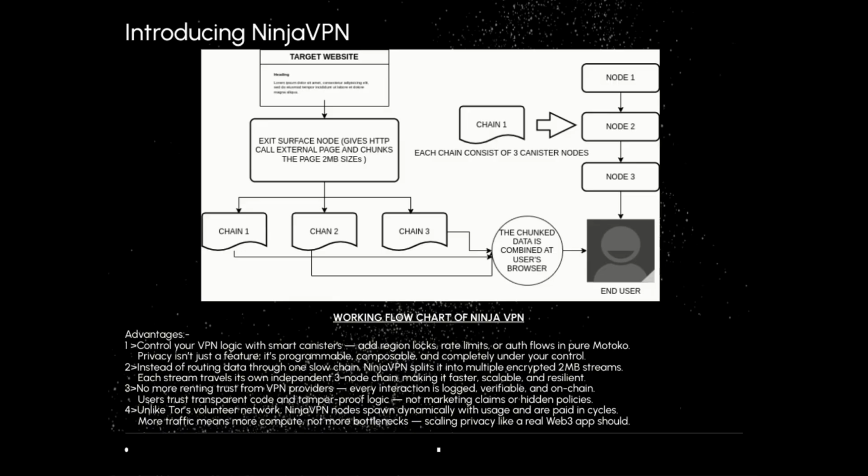Where Tor bottlenecks at volunteer nodes, Ninja VPN spawns new chains with traffic. More usage just means more nodes. This is what a Web3 VPN should be. Fast, verifiable, modular, and most importantly decentralized by design. I have built a miniature prototype to prove this works. But this is just a beginning. Ninja VPN is the future of programmable privacy on chain, and we are just getting started.